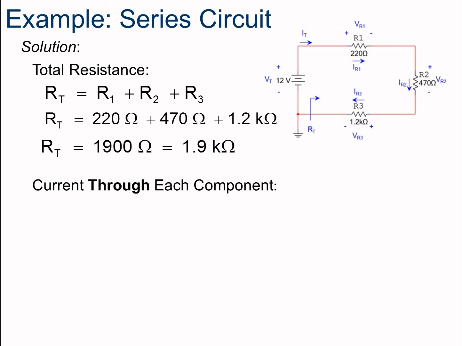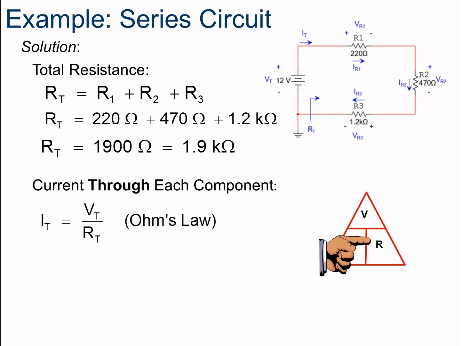So what about the current through each component? Why don't you go ahead and try and solve that? The total current is equal to the total voltage divided by the total resistance. We just solved for the total resistance. We were given the total voltage, right? 12 volts. So voltage divided by resistance is going to give us the current, and that's going to give us 6.3 milliamps. Again, small number. 12 volts divided by 1.89 kilo ohms. Really big number, you're going to get a small number.